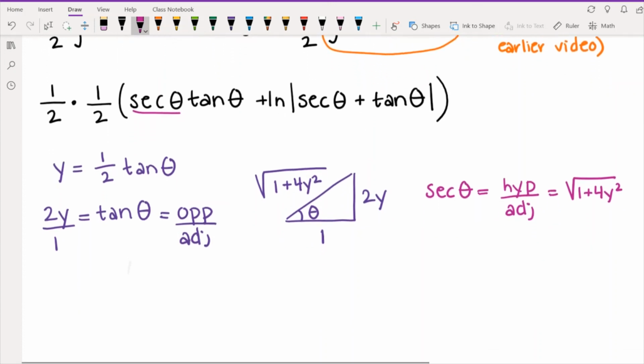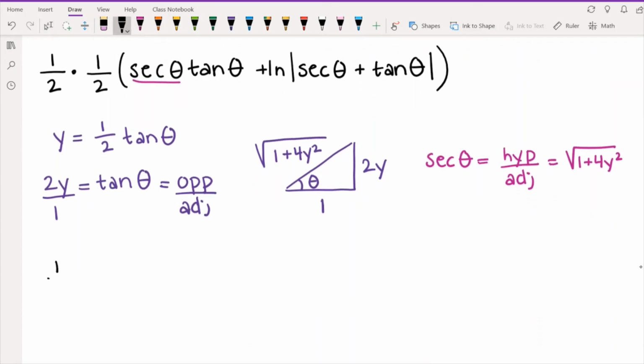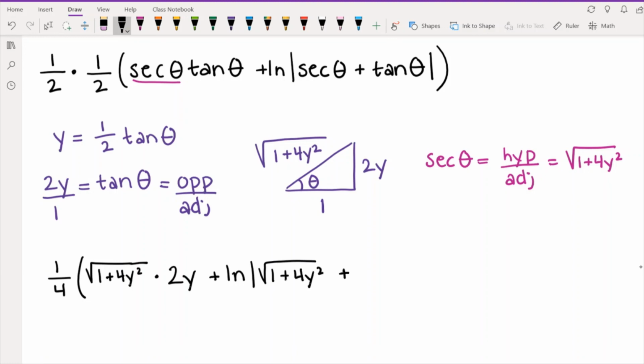Okay, so now we can go back into our expression here. So we have 1/4 times, for secant, we have the square root of 1 plus 4y squared. And then for tangent, that was equal to 2y, so I'll just replace tangent with 2y. And then we have ln of absolute value of, secant again was the square root of 1 plus 4y squared, and then again we have tangent, which was 2y. And now we're taking this whole thing and evaluating it at 1 and at 0.